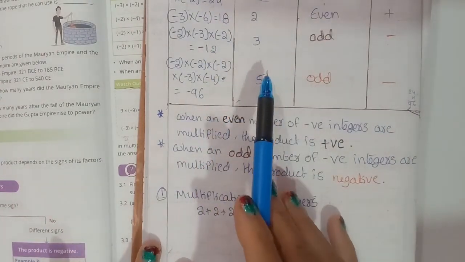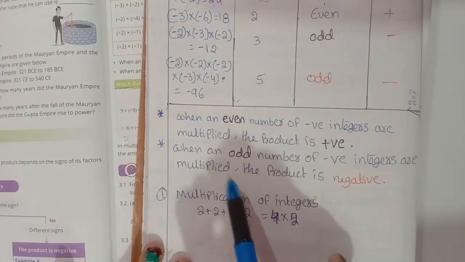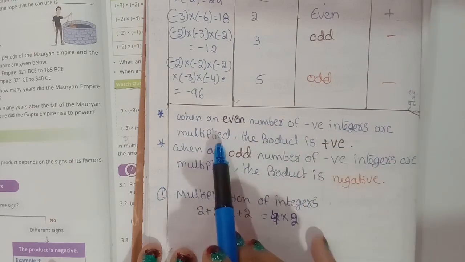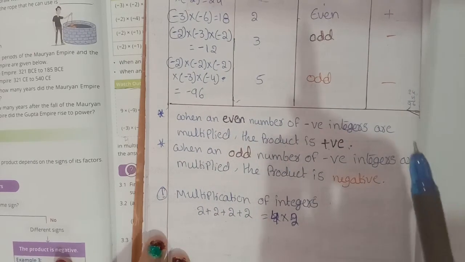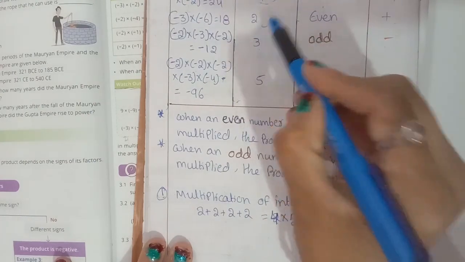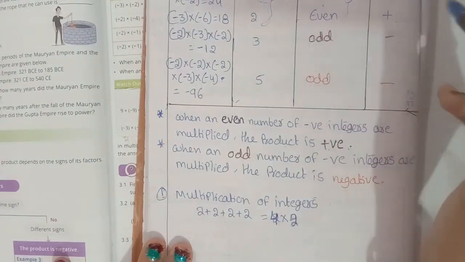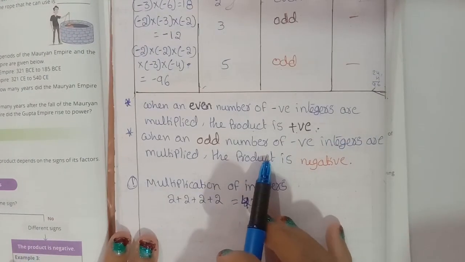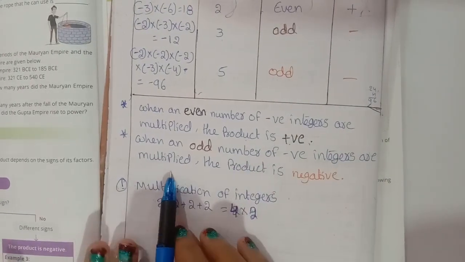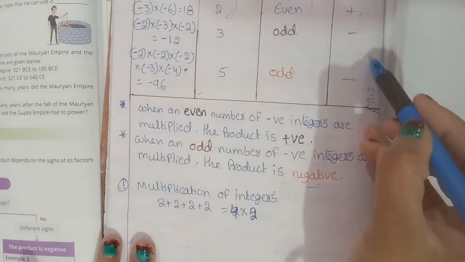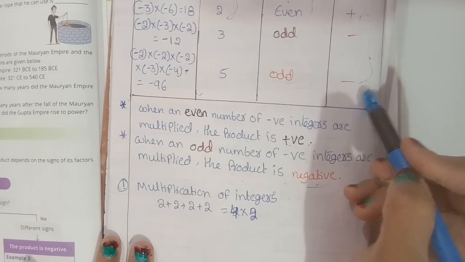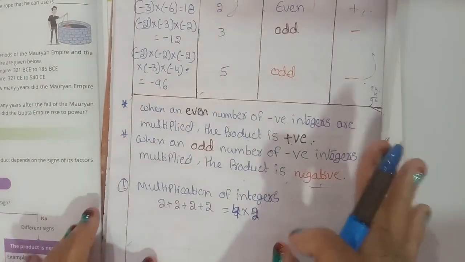If you observe all the above examples, what do you understand? When an even number of negative integers are multiplied, the product is always positive. Are 4 and 2 even or odd? Even, so the product is positive. Next, when an odd number of negative integers are multiplied, the product is negative only. These two products have an odd number of negatives, so the answer is negative. Negative or positive? Negative. Very good. Do you understand?